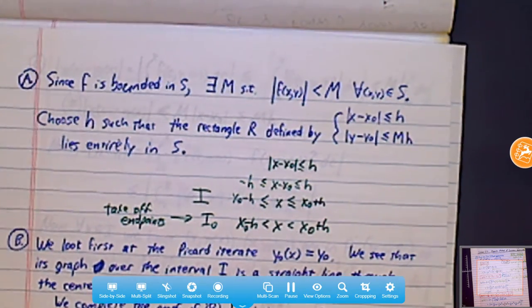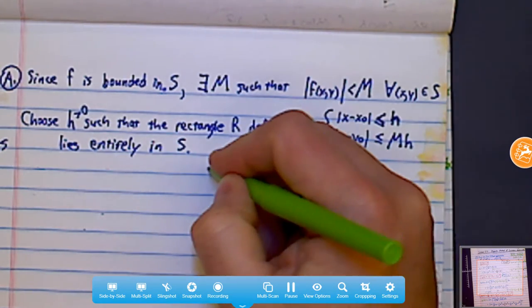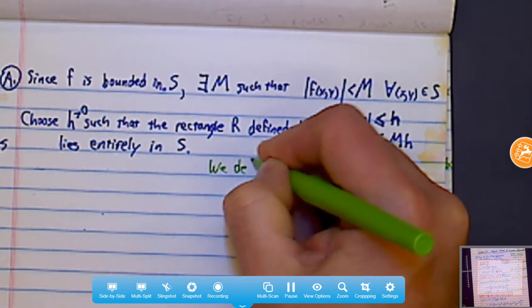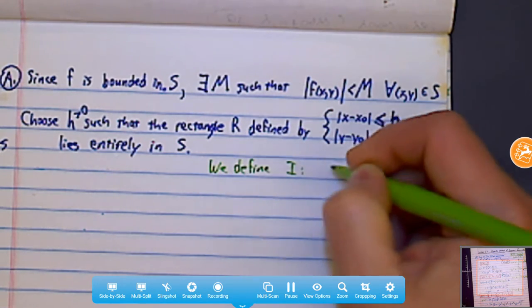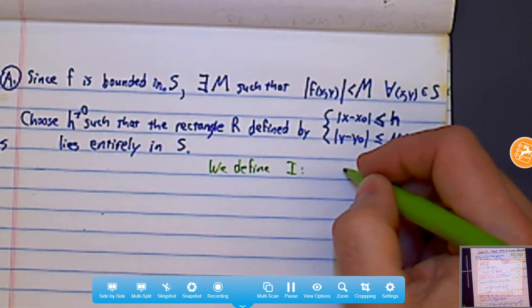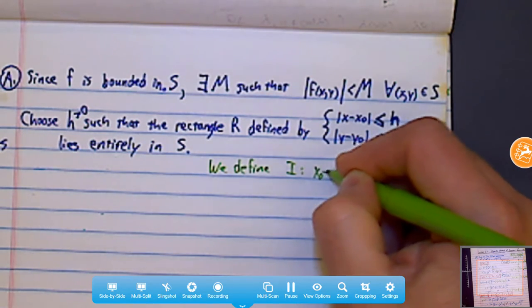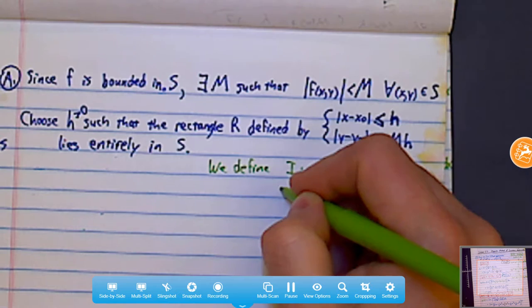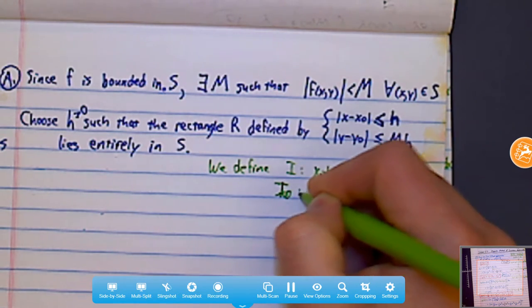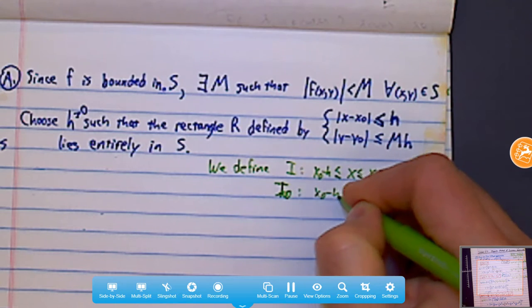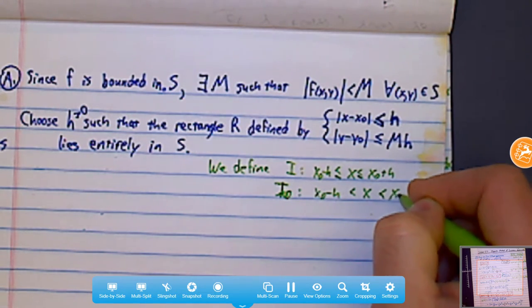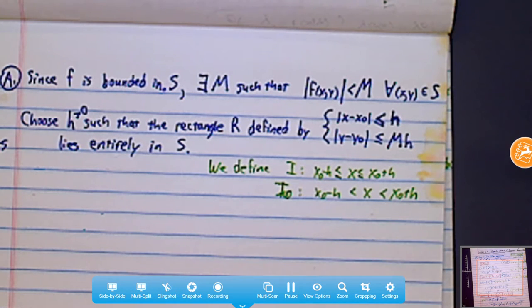Well, there's I and I naught. We define I to be the interval of x between x naught minus h and x naught plus h, with less than or equal to. And if I write I naught, the open interval, I'm just going to say take off the endpoints: x naught minus h less than x less than x naught plus h. So I have the interval and the open interval. And I am ready now for part B, if you are.